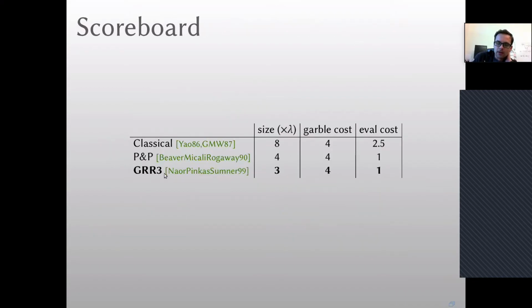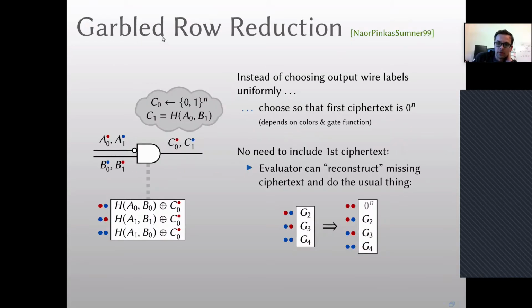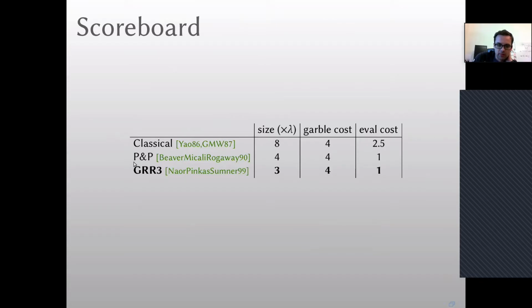Okay, so this technique is called garbled row reduction, sometimes called GRR. Like I said, we reduce the size of the garbled circuit from 4 to 3 ciphertexts. And in this table, I called it GRR3, which probably makes you wonder, is there another GRR with a different number? Well, yes, there is. But I'll get to that in a little bit. There is a GRR2, which I will show you after a little break, I guess.